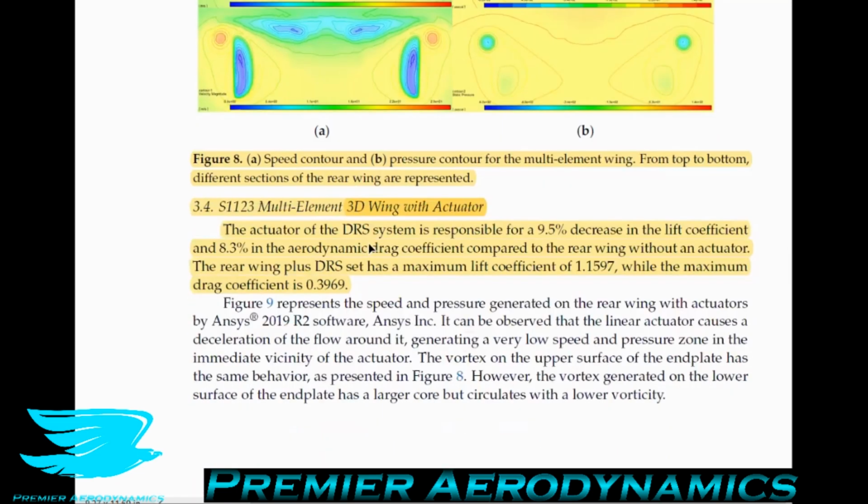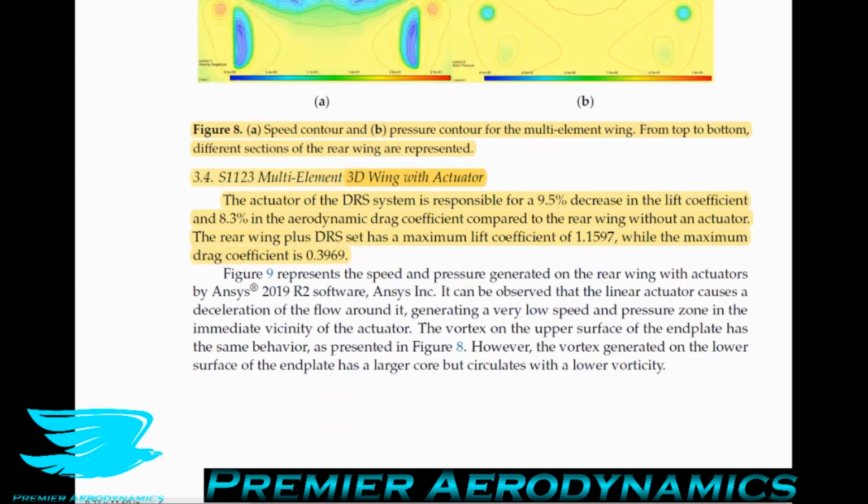So what about the multi-element system with the 3D actuator? So they want to change the angle of attack of these wings when we're on the straights to reduce the drag. They say the actuator of the drag reduction system is responsible for 9.5% reduction in the lift coefficient and an 8.3% reduction in the drag coefficient compared to the rear wing without an actuator. The rear wing plus the drag reduction system has a maximum lift of 1.16, which is set so they say that, okay, we can't go higher than that. And the maximum drag coefficient is 0.397.